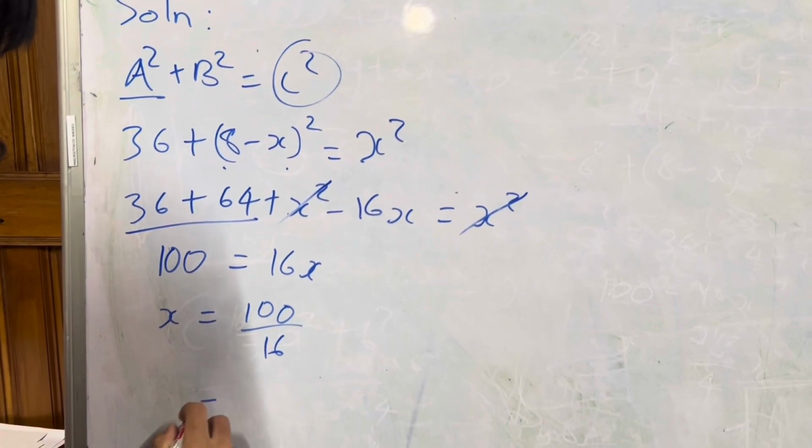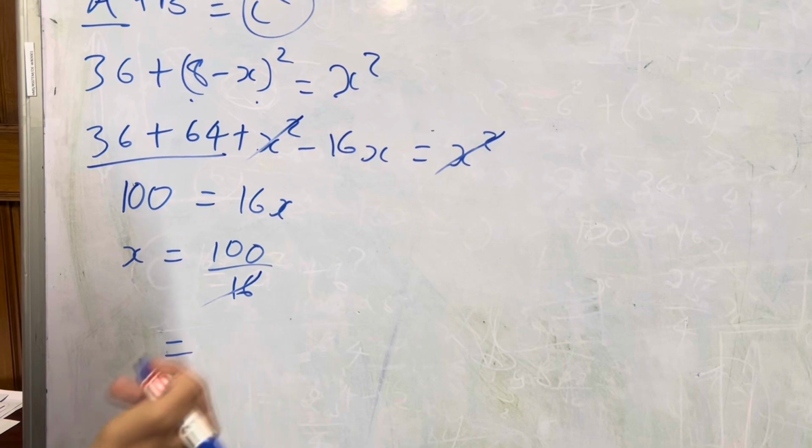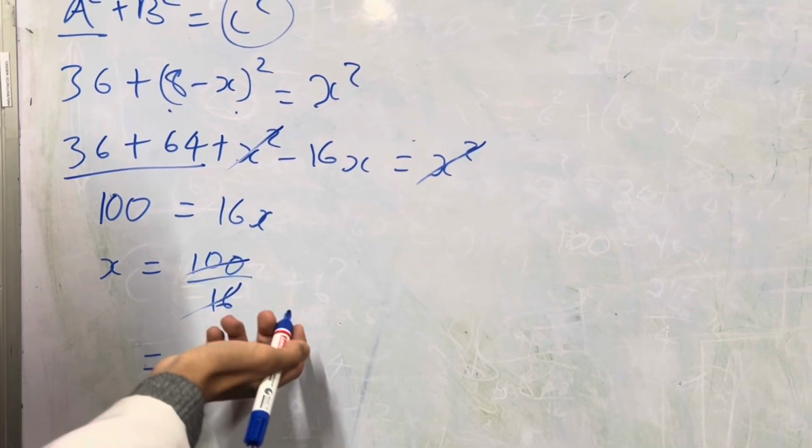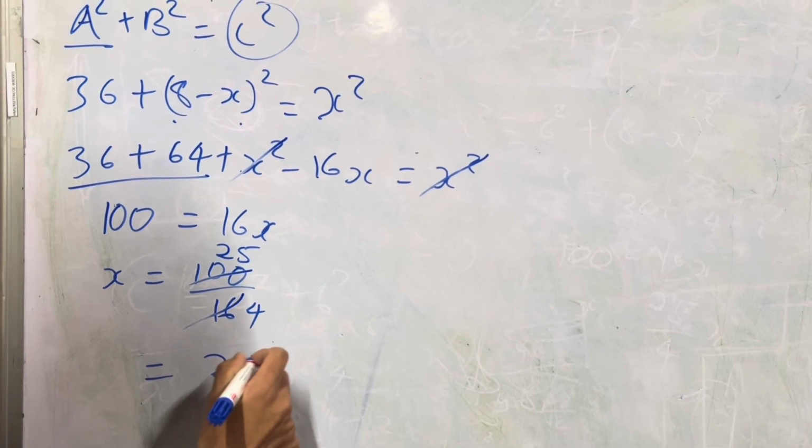Since both of these numbers can be divided by 4, we can simplify. 4 times 25 is 100 and 4 times 4 is 16. So the answer is 25 over 4.